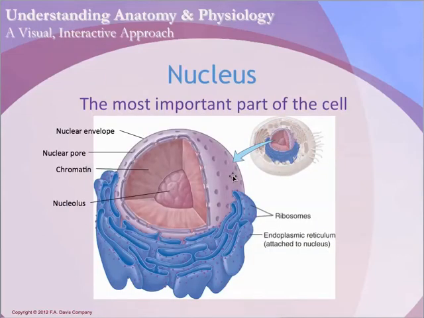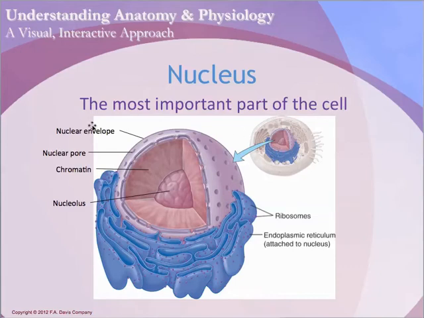The nucleus really is the most important part of the cell. Lots of stuff happening inside the nucleus. We're going to talk about cell division coming up towards the end of this section, and the nucleus will really play a role there. This is really the cell's control center, so it's kind of like the cell's brain.